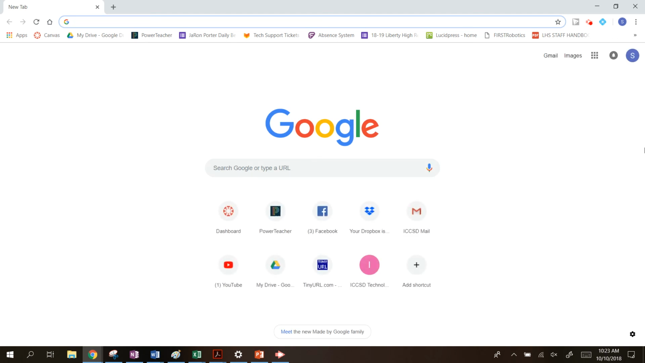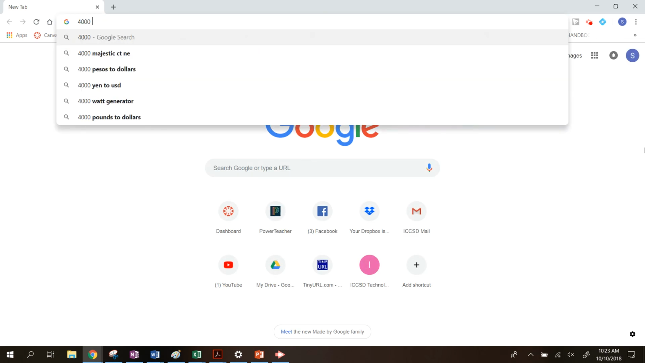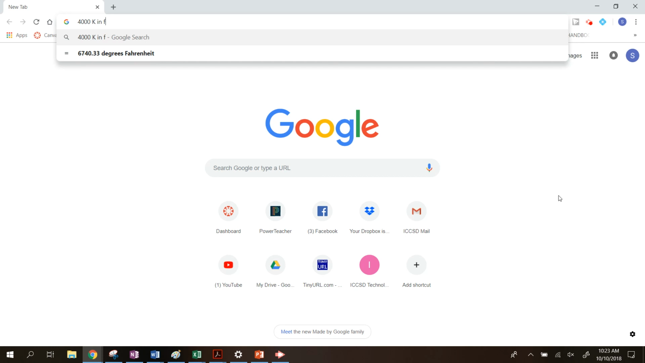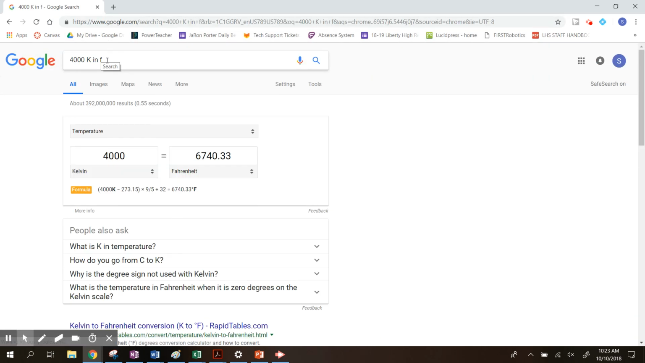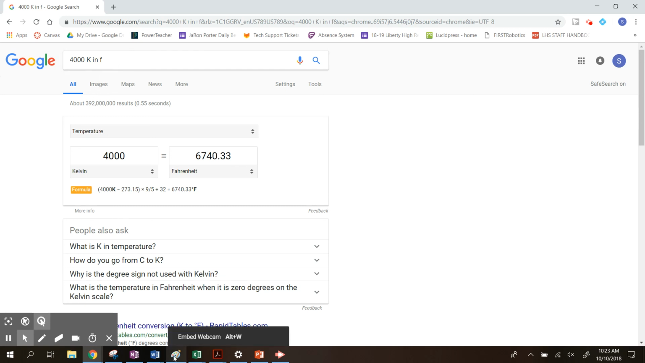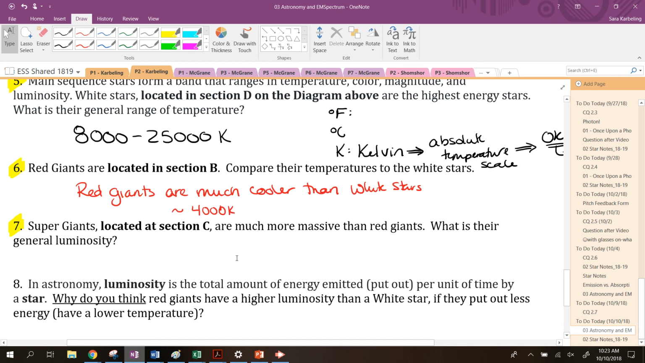How much is 4,000 Kelvin in Fahrenheit? Just to give you a sense. 6,740 degrees. Oh my god. That's warm. Right. So we're talking on the order of like 6,000 degrees. So it's a lot cooler, but it's still really hot. So don't complain about August in Iowa, right? It's still really, really hot.